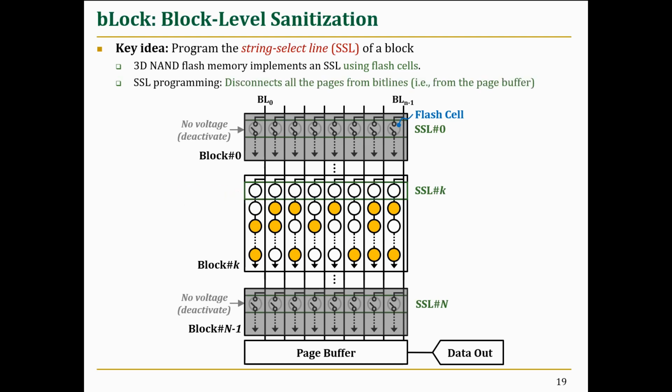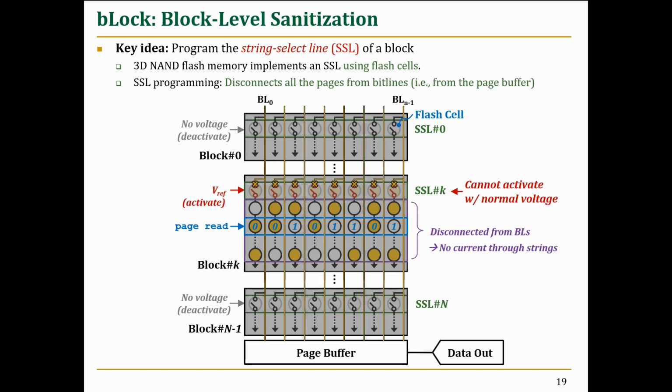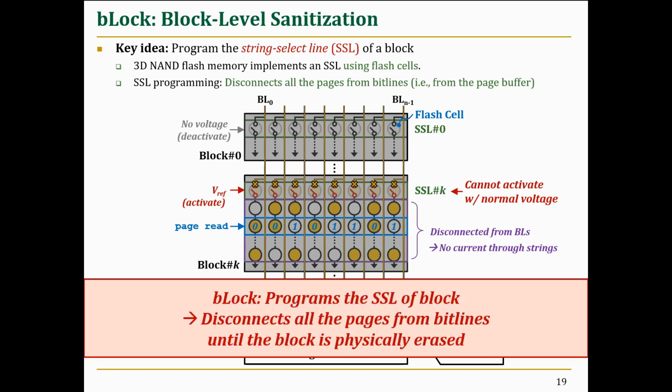A BLOC command programs the SSL of a block, which increases the threshold voltage of flash cells in the SSL. Once the SSL is programmed, it cannot be turned on with normal voltage, which effectively disconnects entire pages in the block from the page buffer. For any page read on a disabled block, this prevents current flow through NAND strings in the block, so the page buffer data is set to 0 regardless of the actual data. Since there is no way to delete only the programmed SSL, BLOC disables access to all the pages until the block is physically erased.